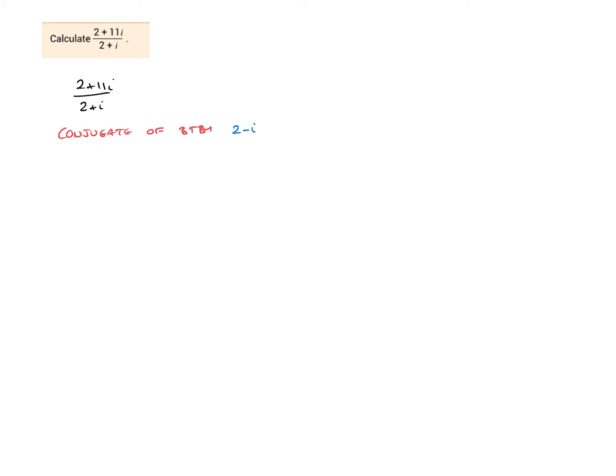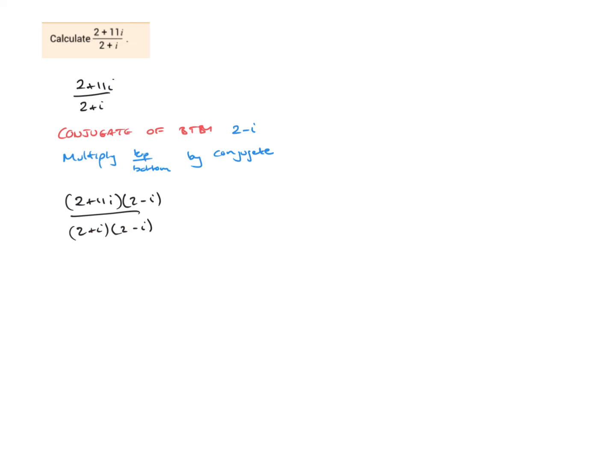We then multiply top and bottom by the conjugate. So whatever we've just done there, we multiply it by. So what we now have is this. We have 2 plus 11i on the top, multiplied by the conjugate, which is 2 minus i, all over 2 plus i over 2 minus i. So we multiply top and bottom by the conjugate. The conjugate was 2 minus i here. So that times the conjugate, and that times the conjugate.